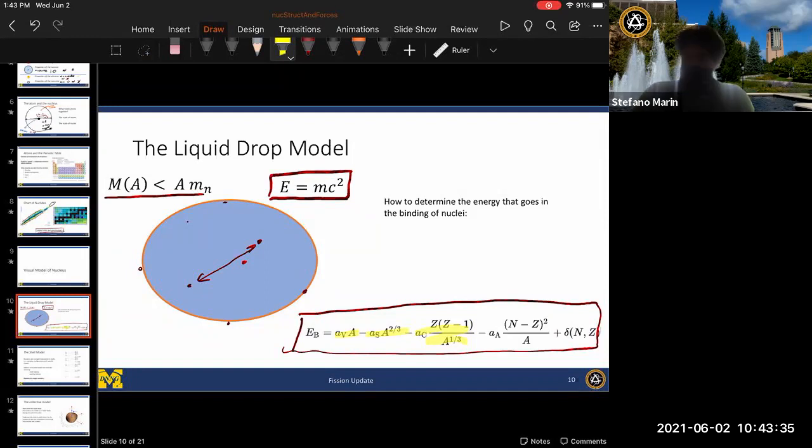And then the last one is the famous pairing term. This tells us that protons and neutrons really like to couple up together. They really like to pair up with one another. So even numbers of neutrons and even numbers of protons, they really love it, so they're going to try to stick together. And that's the reason why we have this extra term that takes into account the parity.